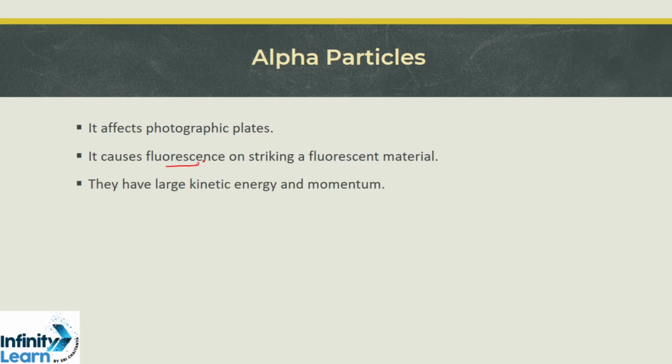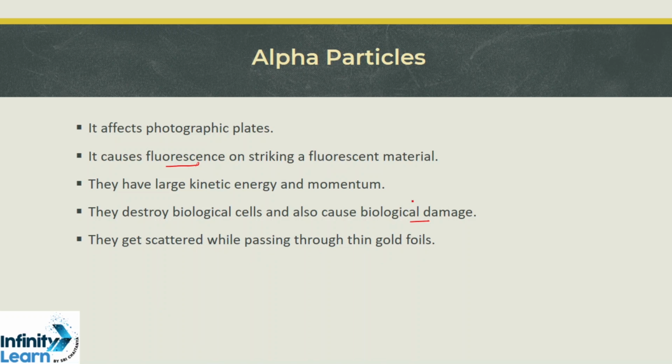They have large kinetic energy and momentum with them, and they can be used to bombard the nucleus of an atom to convert it into another element. Then they destroy biological cells and also cause biological damage. And alpha particle gets scattered while passing through thin gold foils. Now these are the properties of alpha particles.